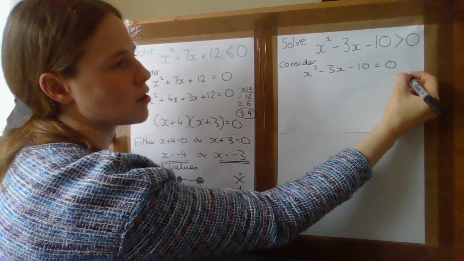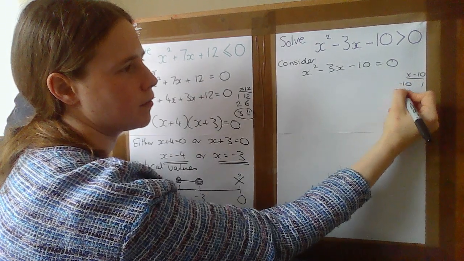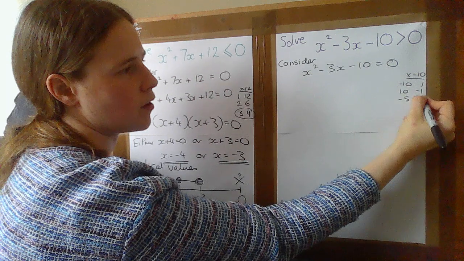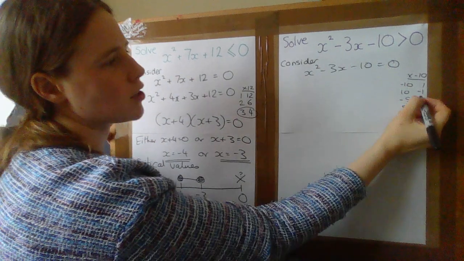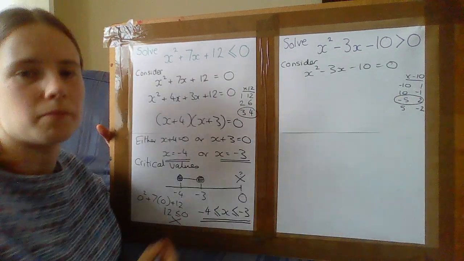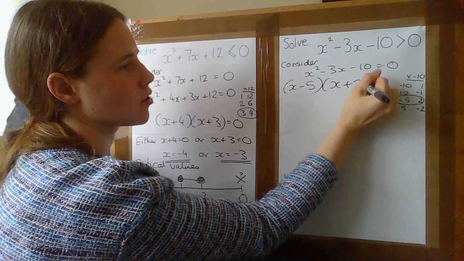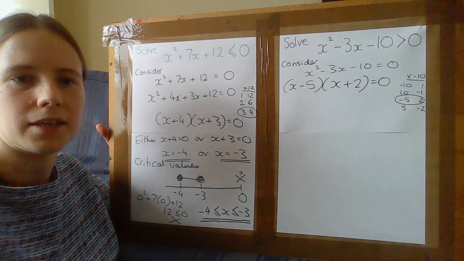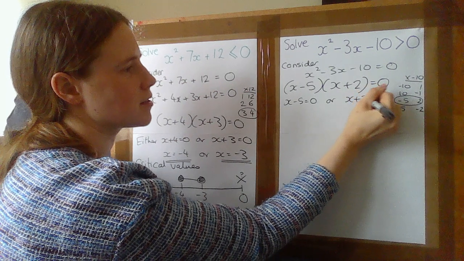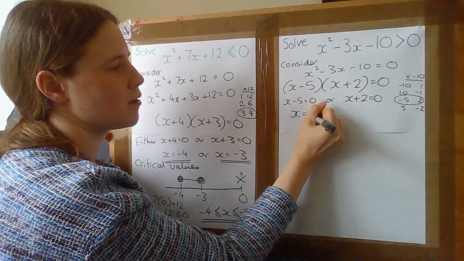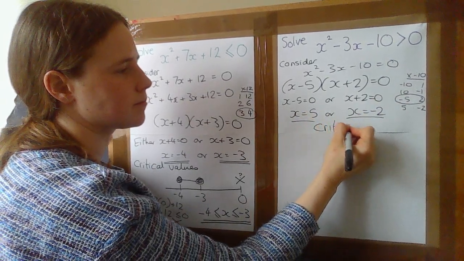I need a pair of numbers that times to minus 10 and add to minus 3. So I can go for minus 10 and 1, 10 and minus 1, minus 5 and 2, or 5 and minus 2. Those are all the factor pairs of 10. I actually need minus 5 and 2 to get the minus 3. So I'm going to write this as x minus 5, x plus 2 equals 0. Now I need to solve that. Either x minus 5 is 0 or x plus 2 is 0. So therefore x is 5 or x is minus 2. These are my critical values.